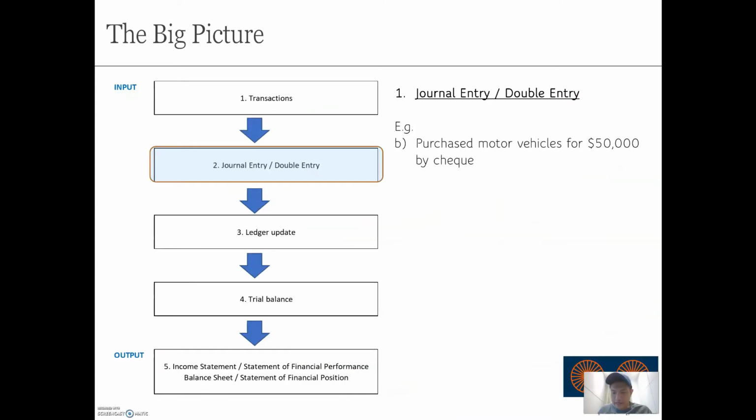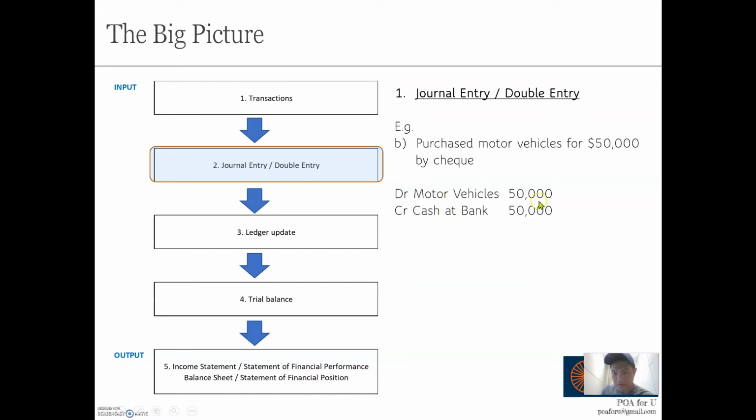So in this slide, we'll continue from the previous examples to test whether you understood what I've been saying. Purchase motor vehicle for $50,000 by check. You should be hearing what happened, asking yourself what happened. So they bought a motor vehicle, and how did it happen? They paid by check. So motor vehicle would be one of the double entries, and the cash at bank would be the other. So what happened and how it happened.